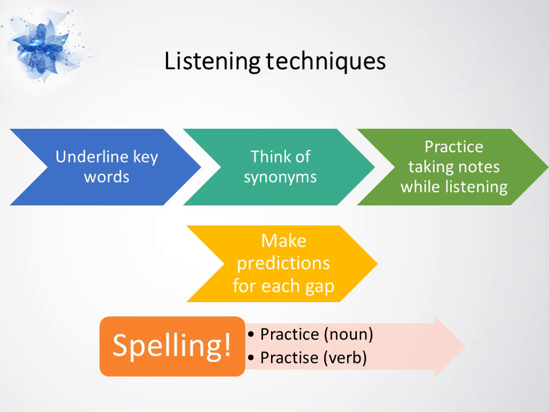The last one is make predictions for each gap, or for each of the answers. For example, if before the gap there is an article A, you make a prediction, okay, the next word is going to be a singular noun. Or if there is a gap between "as" and then "as", then usually between these two "as", we use an adjective in the first form. For example, as big as, something like this. So try to make a prediction for each gap. And spelling, again, keep in mind your spelling. For example, practice with C, it's a noun, and with S, it's a verb.